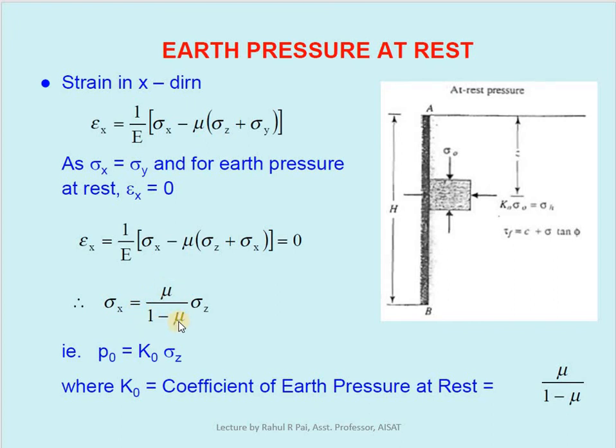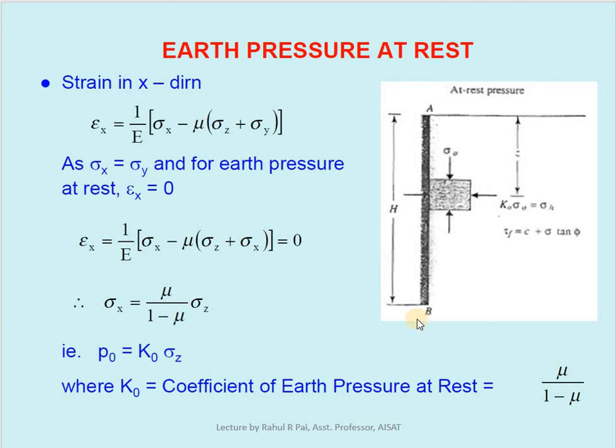So it is sigma x equal to mu by 1 minus mu into sigma z, and you take this mu by 1 minus mu as the coefficient of earth pressure, which is K naught. So K naught is the coefficient of earth pressure at rest condition. So you get the pressure at rest condition as P naught is equal to K naught into sigma z. This expression is very important to find the pressure at rest condition. That is, P naught is equal to K naught into sigma z, where K naught is mu by 1 minus mu, where mu is the Poisson's ratio.